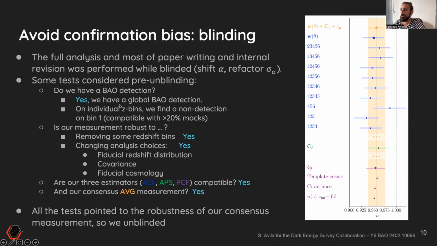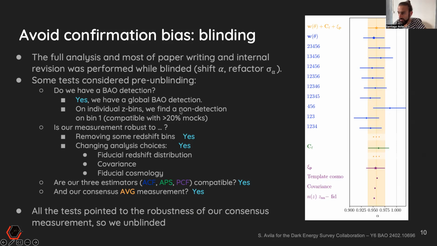So, did we detect BAO globally? Let's say yes. Do we detect it in each of the individual bins? In 5 of them. One of them not, but this is compatible with 20% of the mocks, so this is normal, because the signal to noise decreases when you only have one redshift bin in our measurements. Then we check if the measurement is robust to removing some redshift bins, as we do here. We see that it's robust, okay?